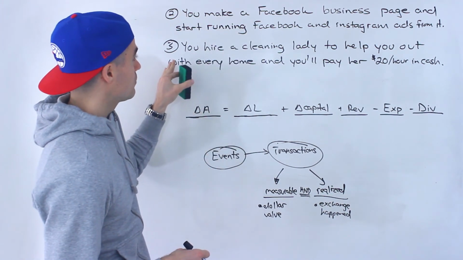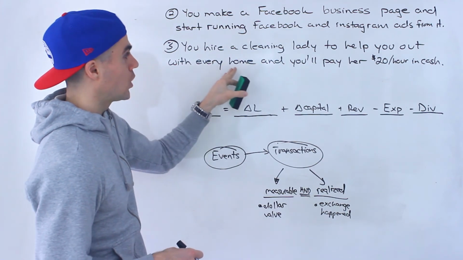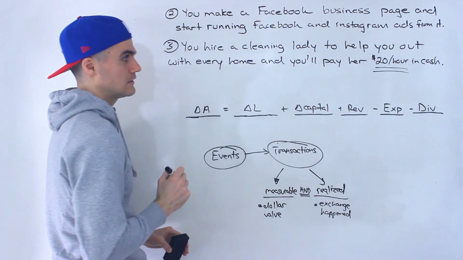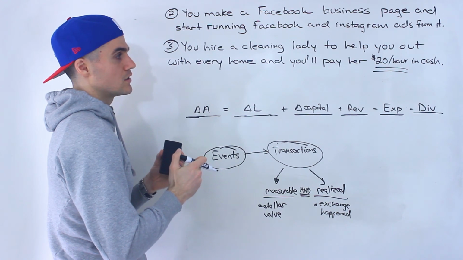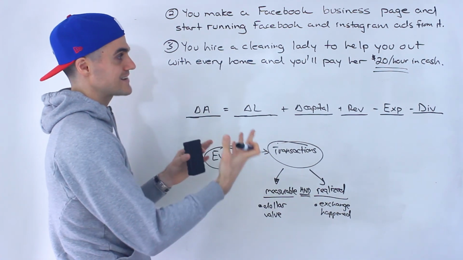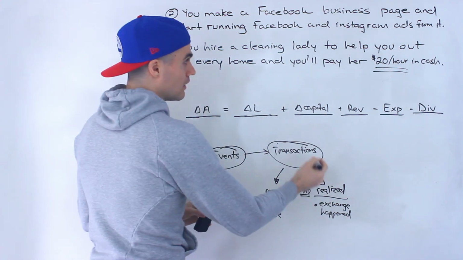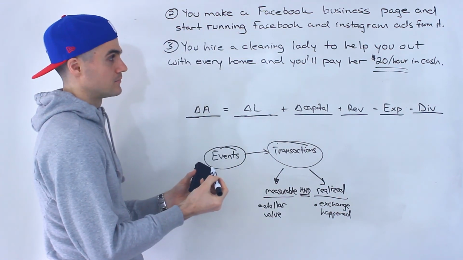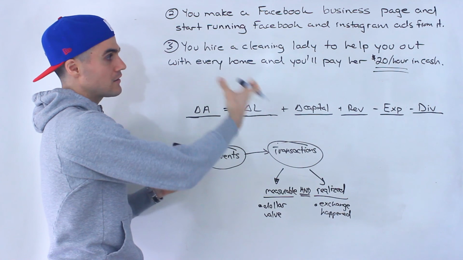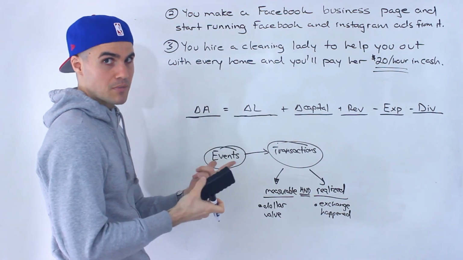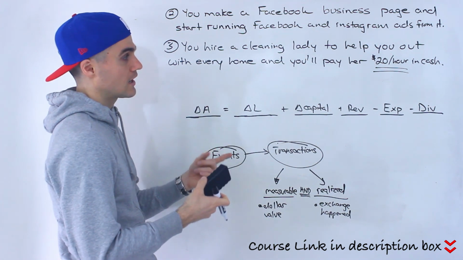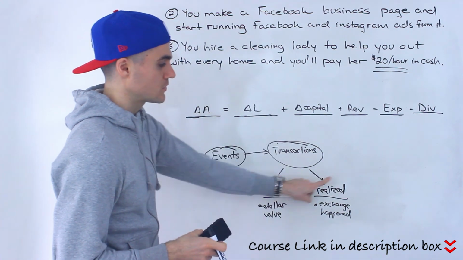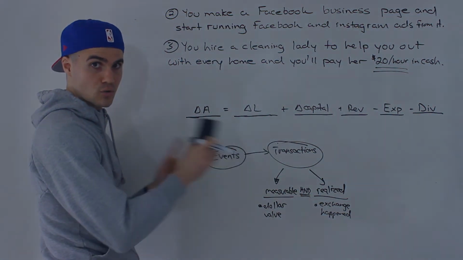There's no entry. Then number 3, you hire a cleaning lady to help you out with every home, and you'll pay her $20 per hour in cash. So notice that there is a dollar value in this case, but notice that there's no services that have been rendered yet. It hasn't said that you've cleaned any homes yet. So there's been no transaction that's been realized. There's no exchange that's happened. And so in this case, you just hired the lady. You haven't paid her anything yet. It's just stating that you're going to pay her once you are cleaning the homes. She's going to help you out, and it's going to be $20 per hour in cash, right? So that's not a transaction. There's no exchange that happened, and so it's just an event, and so there's no entry.